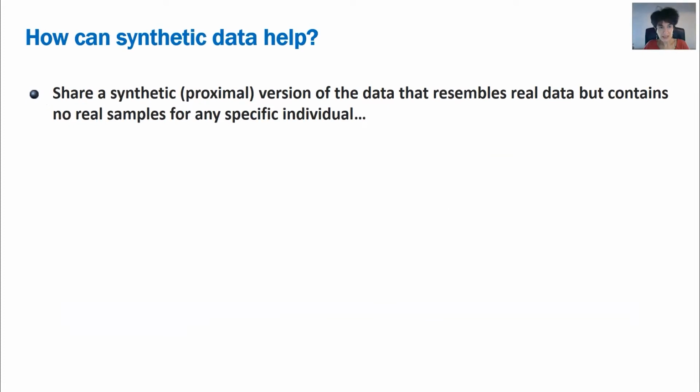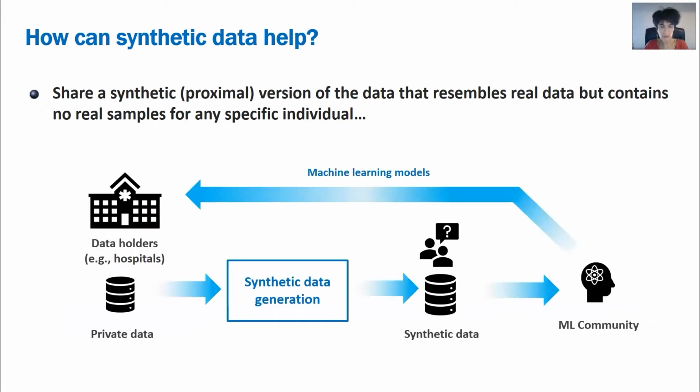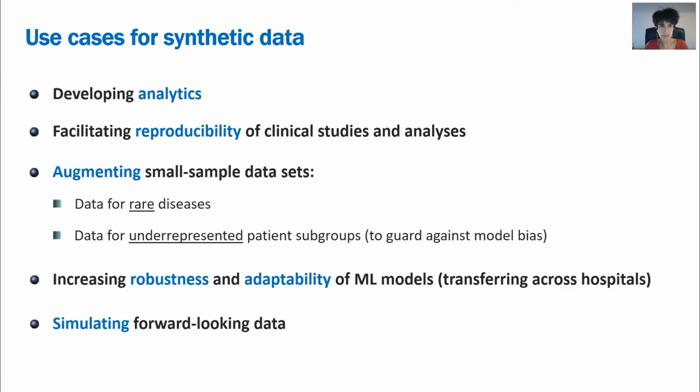So how can synthetic data help? By sharing a synthetic proximal version of the data that resembles real data but contains no real samples for any specific individual, thereby fulfilling regulatory constraints in terms of the privacy of this data. In this way, the data holders can generate high-quality synthetic data to share with the machine learning community to generate machine learning models, which can then be used by the original data holders.